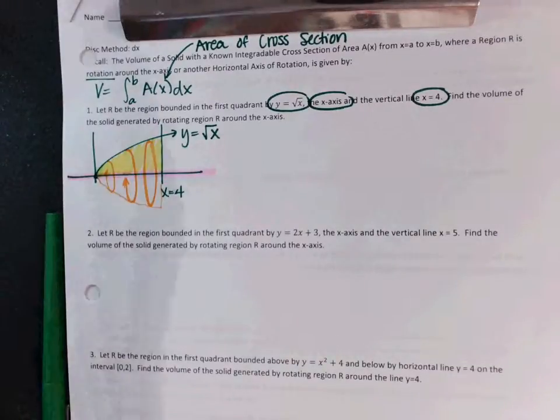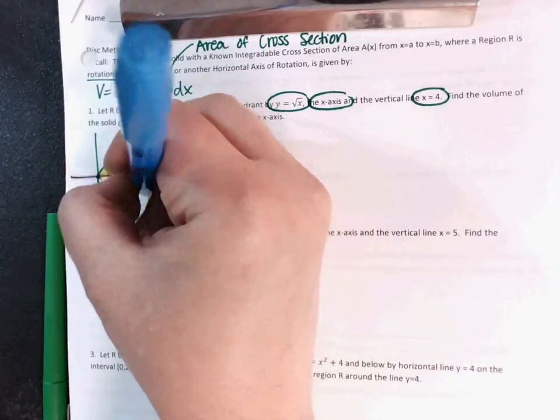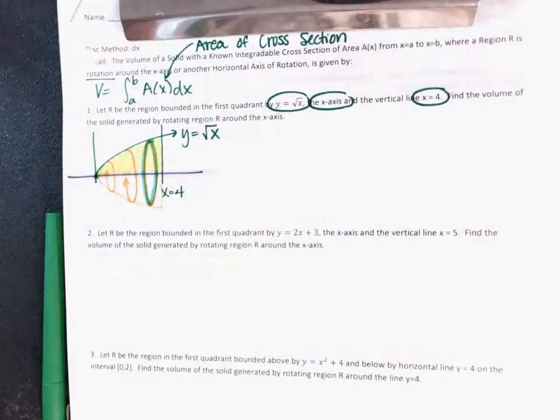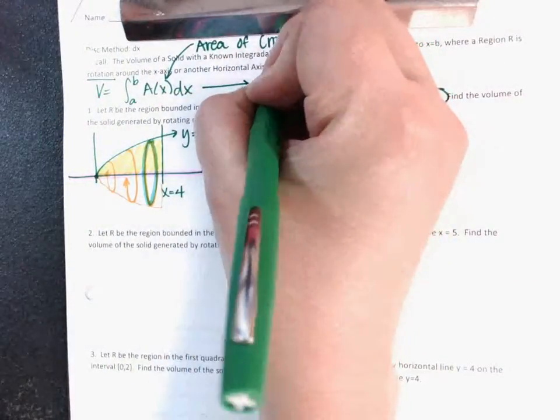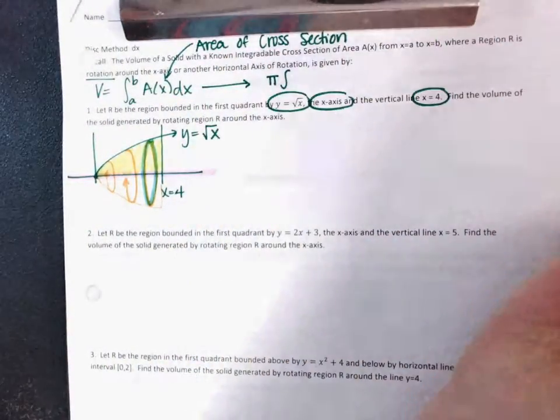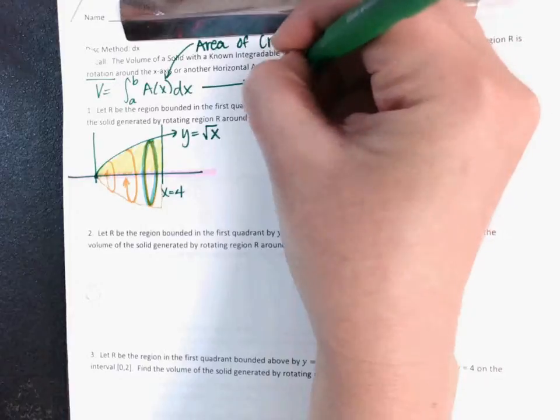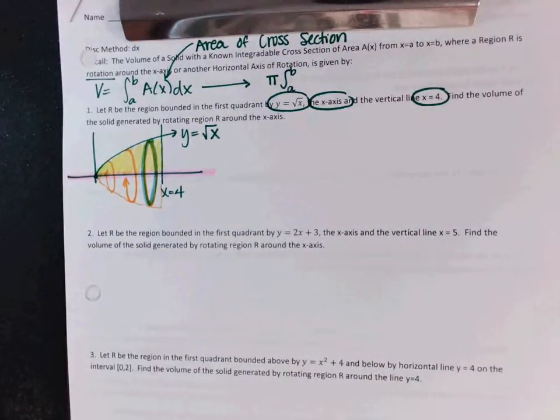I want you to think about if this is your cross section, what shape did we say that is? Even though it's three-dimensional, it would be a circle. So if you're revolving, it'll be pi integral, because it's three-dimensional. A three-dimensional circle, if you were to cut into it. So imagine if that was a bullet and you sliced it, and then you turned it and looked, it would be a circle.